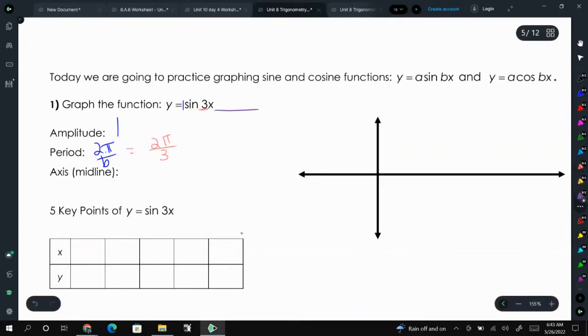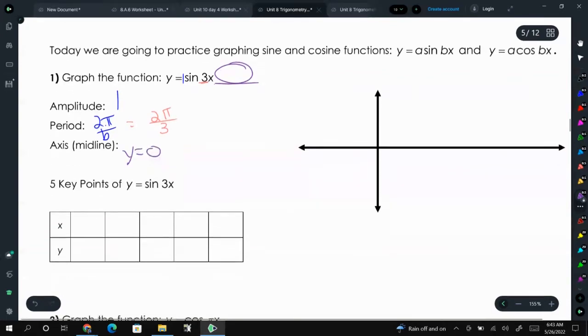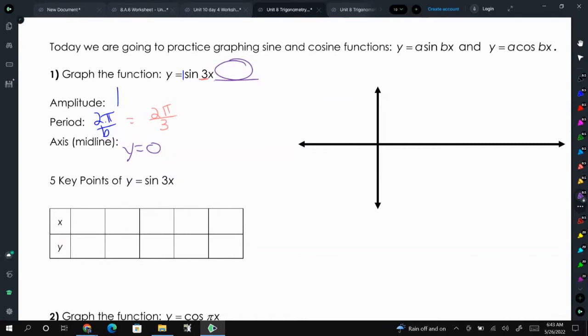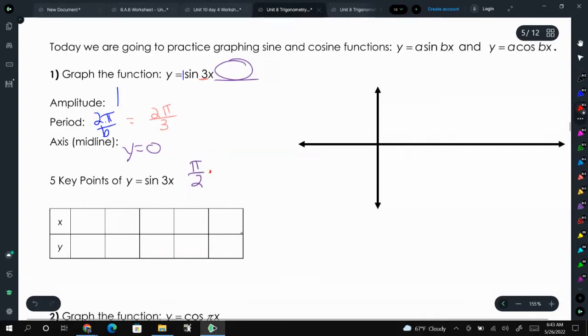And our midline, since there's nothing out here, we're going to say y equals 0. So now our increments that we're going to use for our table and for our x-axis are going to be pi over 2 divided by b. Now, again, like yesterday, instead of dividing by b, we're going to multiply by 1 over b. So 1 over 3. So this is pi over 6.